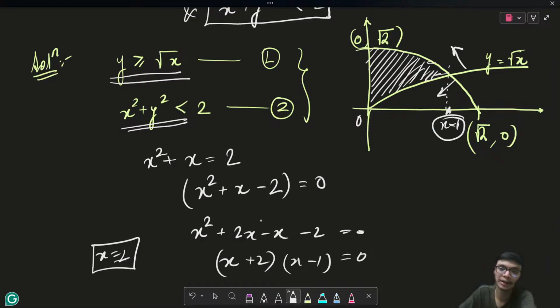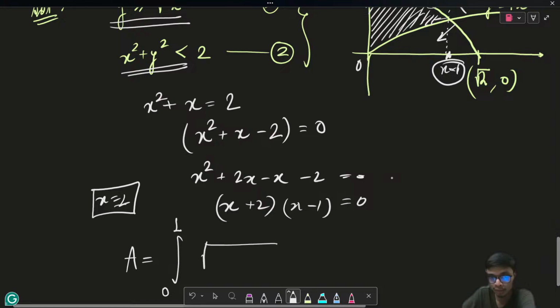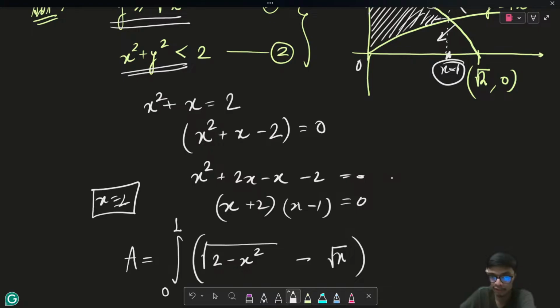So therefore when I try to find the required area, my required area is going from 0 to 1. The upper curve is basically a circle, and it will be square root of 2 minus x squared, minus the lower curve, which will be square root of x, right? Square root of x dx. So this is something that I have to integrate from the limit x equals 0 to 1.